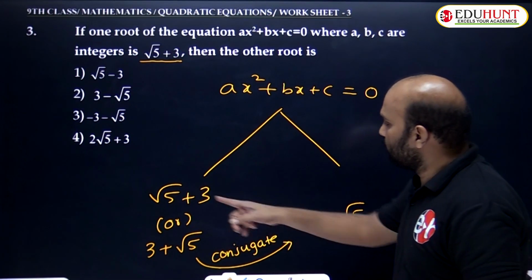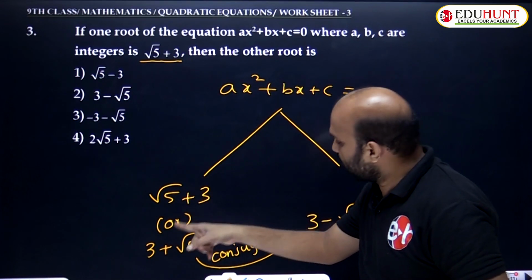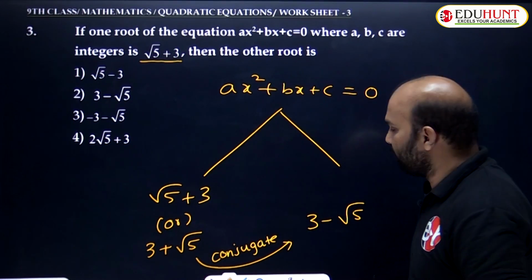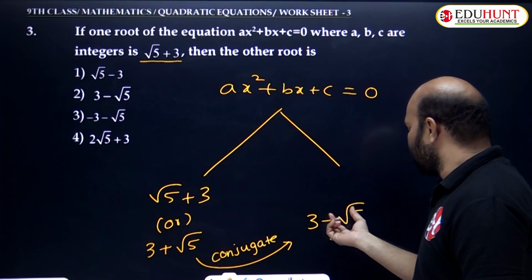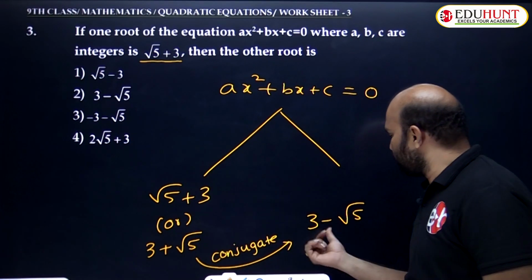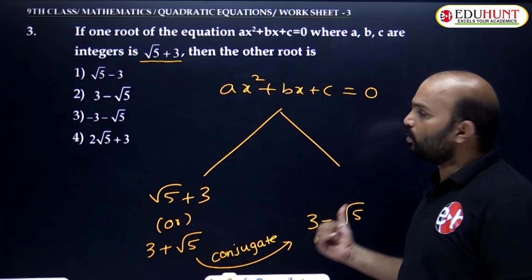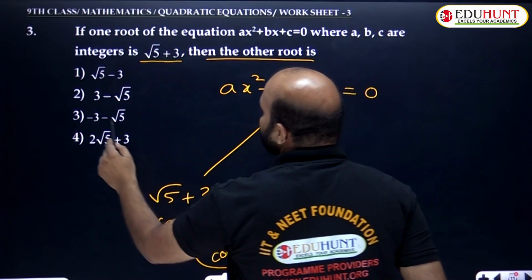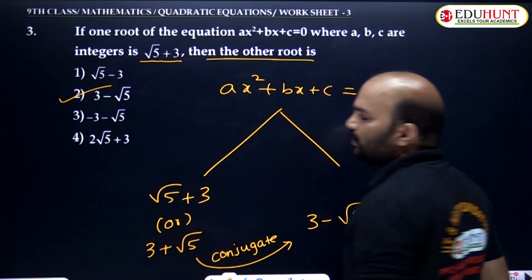Am I clear? So root 5 plus 3, or it can be written 3 plus root 5, is one of the roots of the quadratic equation. So what is the other root? It's the conjugate. So what is the conjugate part? 3 minus root 5 must be a root. So which option is the right answer? The other root is 3 minus root 5.